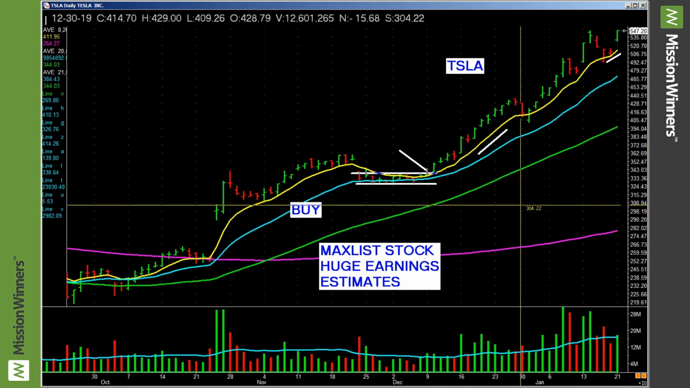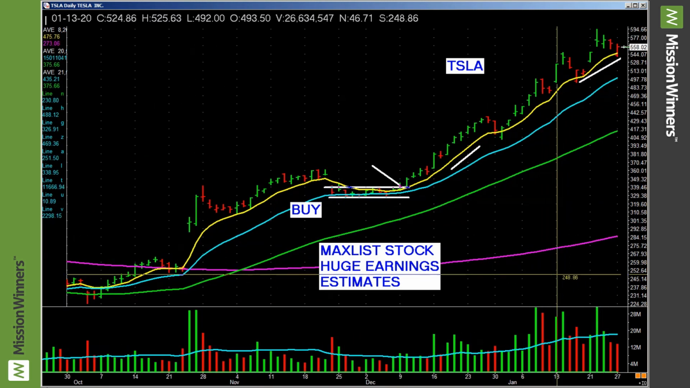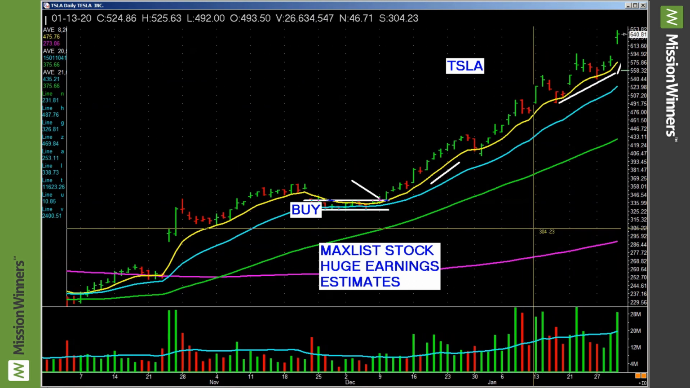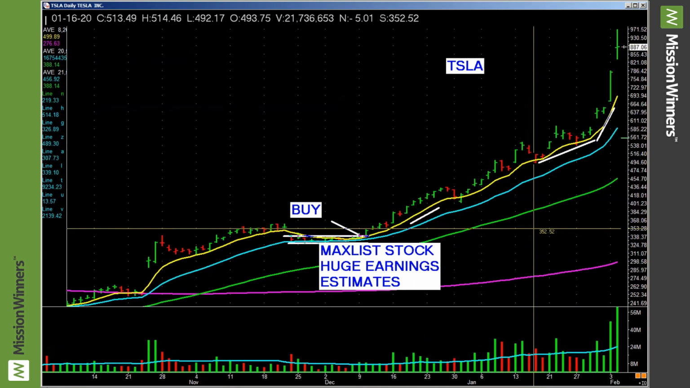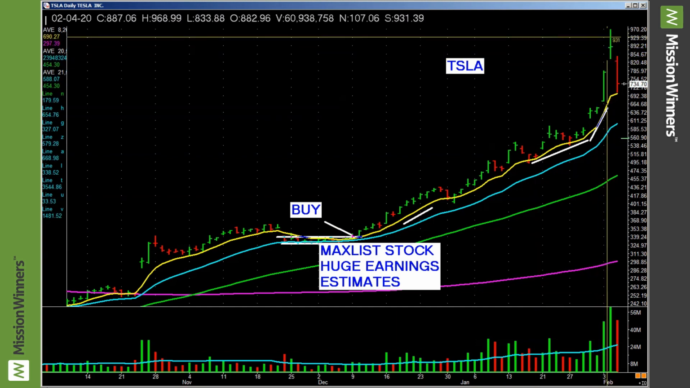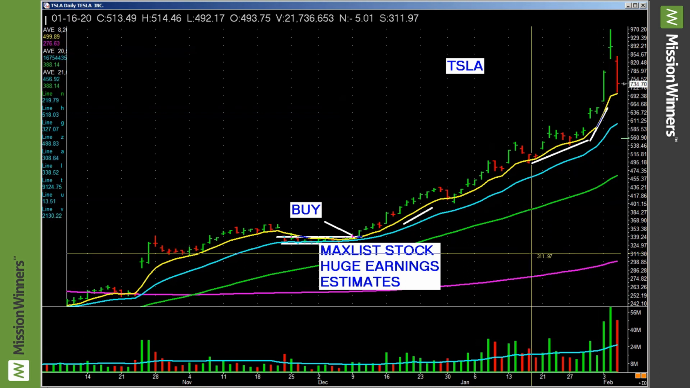Resting on the 8. Bounces off the 8 on a volume pickup. Comes off to the 8. Breaches the 8 but closes above it. Marches up the 8. Up the 8. Now it's getting loose up here and we're selling into this strength, okay? You get an emotional gap up bar like this, you've got to manage it.